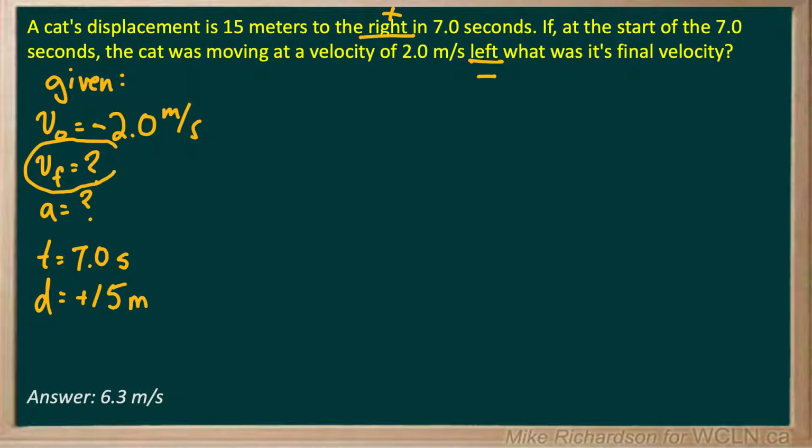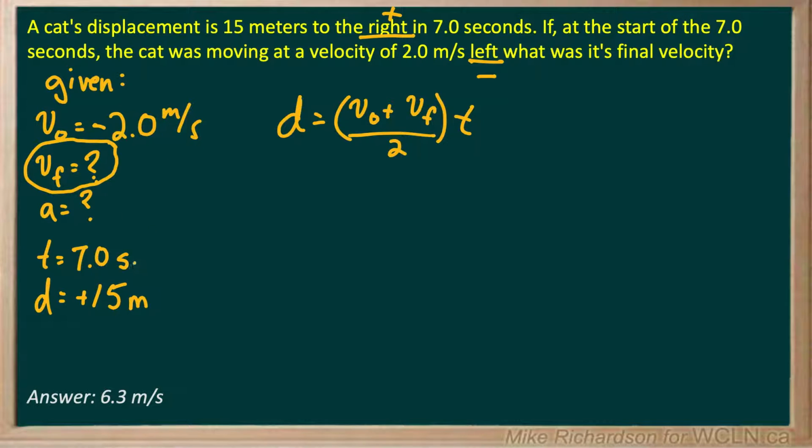Now we don't know acceleration. We're looking for v final. So don't pick an equation with a in it. So if I look at my list of equations, the one equation that we have that does not have acceleration looks like this. Displacement is v initial plus v final, all divided by 2, times time.